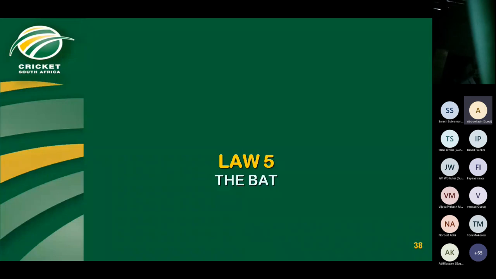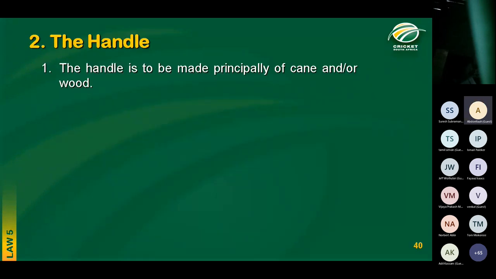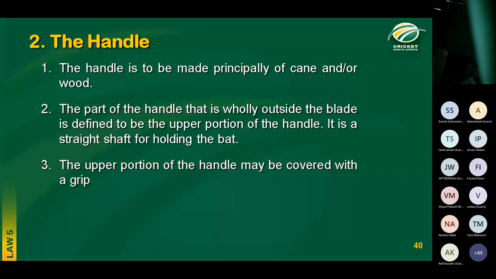The last law that I'm covering for the evening, the bat. So the bat consists of two parts, a handle and a blade. The handle is where the grip is, and the rest is called the blade. According to the law, the handle is to be made principally of cane and/or wood. The part of the handle that is wholly outside the blade is defined to be the upper portion of the handle. And the handle can be covered with a grip. The law allows for the handle to be covered with a grip.